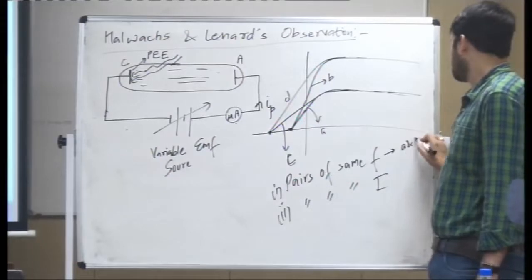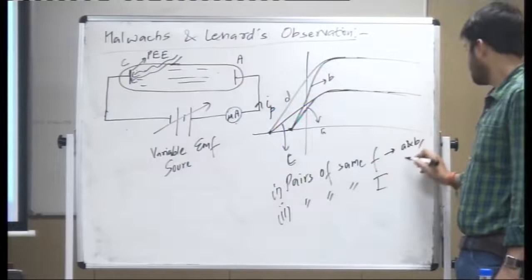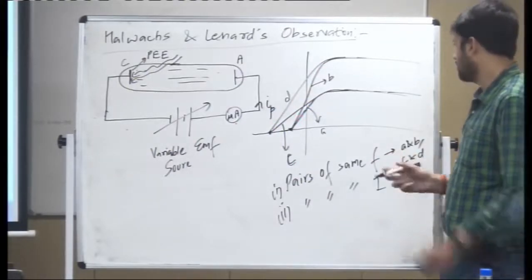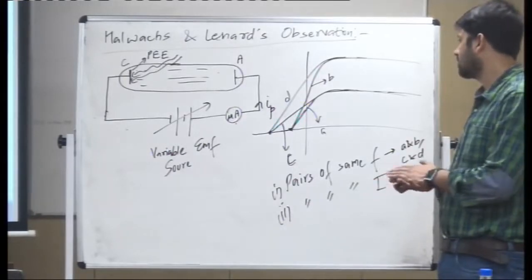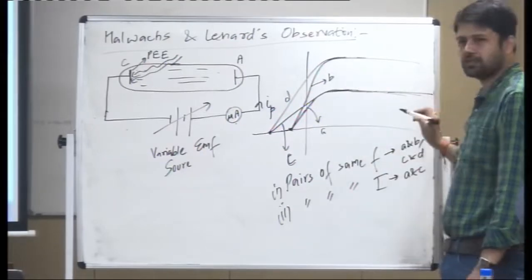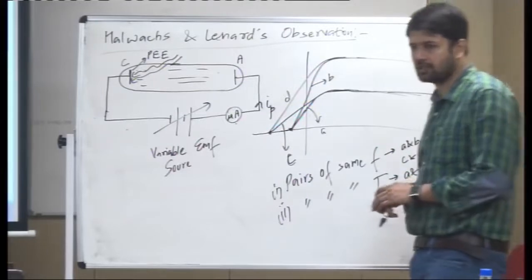AB, A and B have same frequency, while C and D also have same frequency. Okay, and for same intensity, A and C have same intensity because they give same saturation current. B and D have same saturation current, same intensity, right?